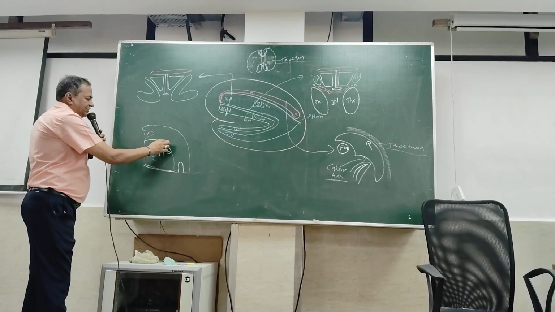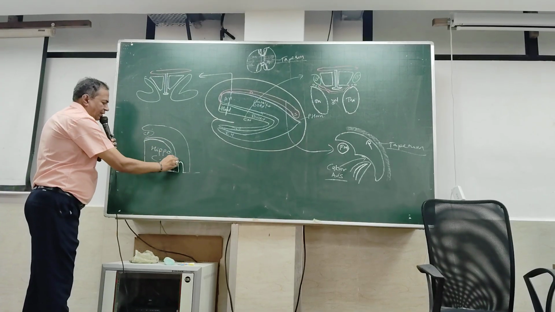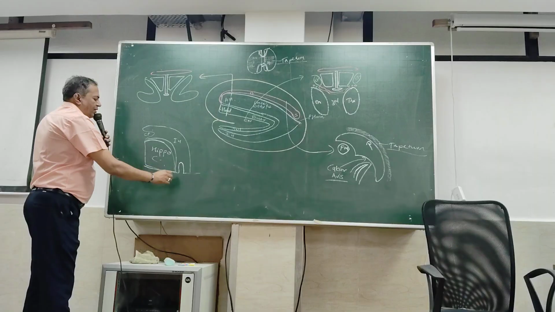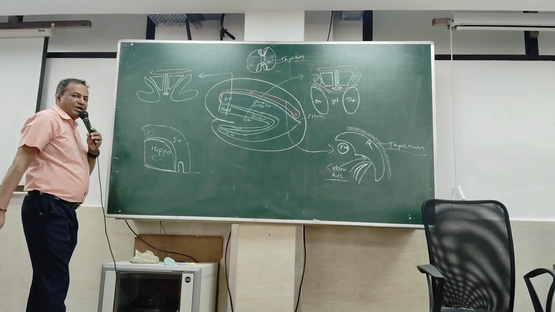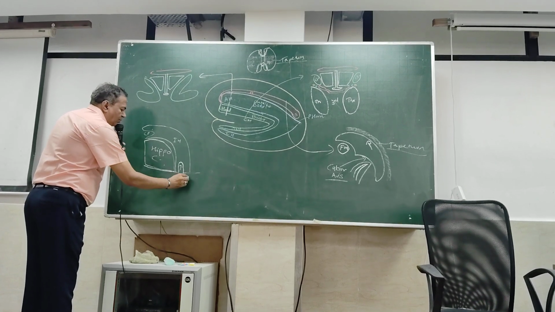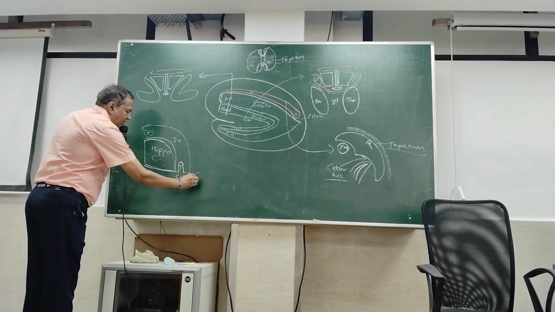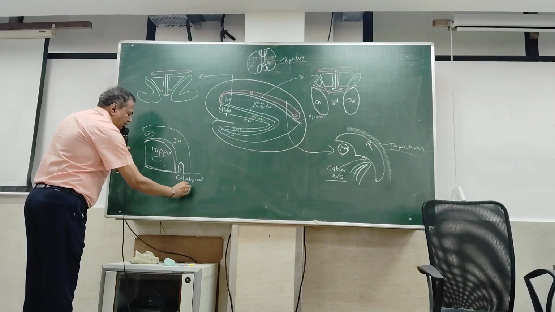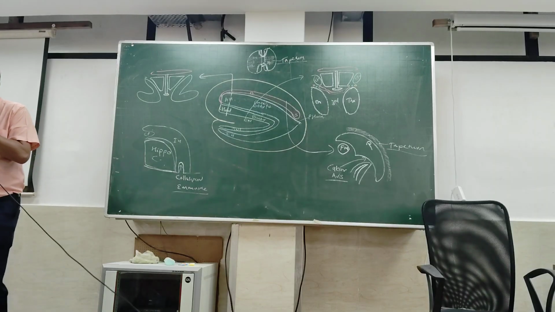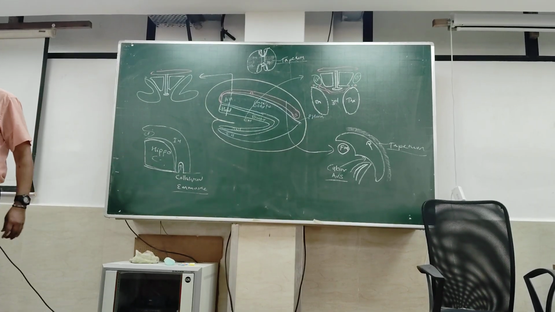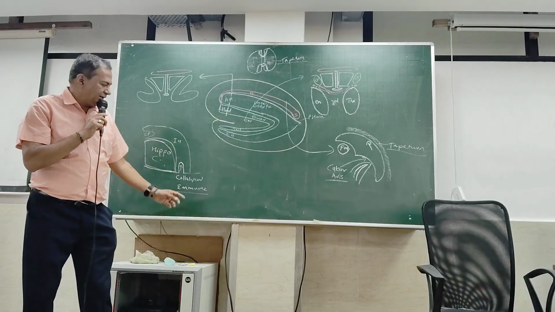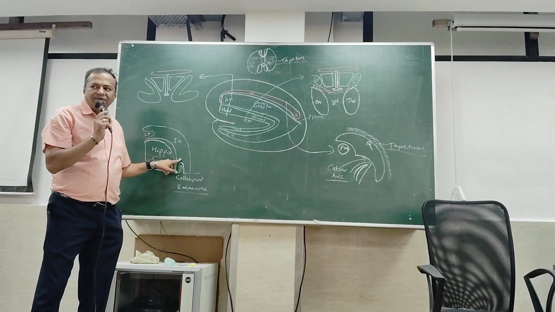Here its choroid plexus comes. This is the inferior horn. Okay, the inferior horn. Floor is formed by hippocampus and collateral eminence. Collateral eminence. Okay?